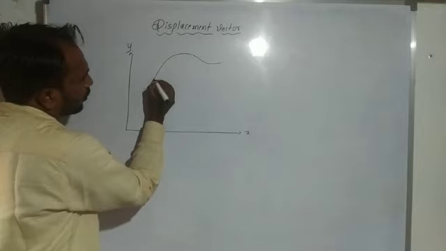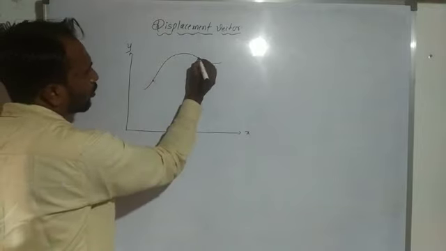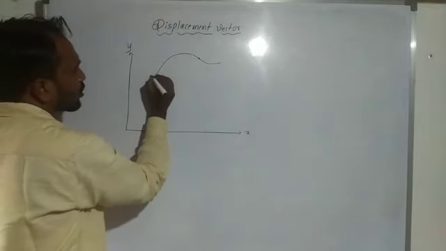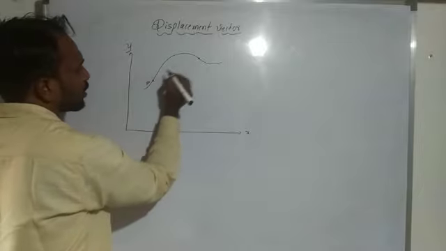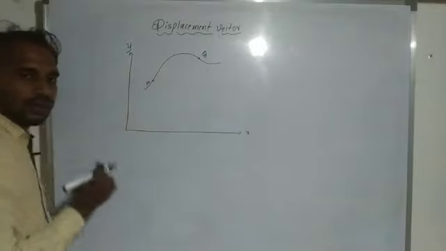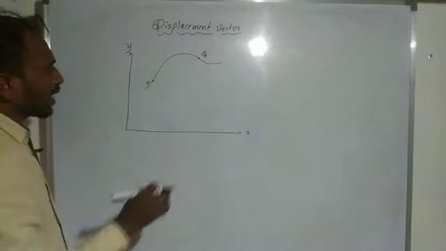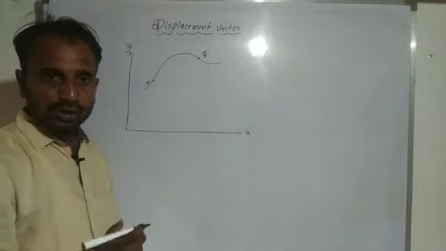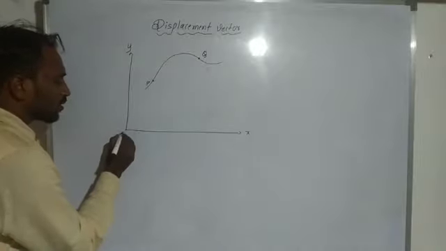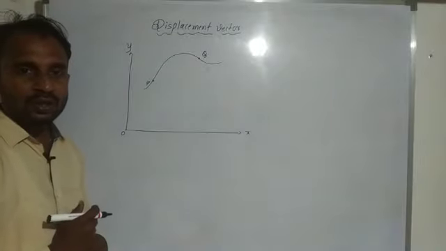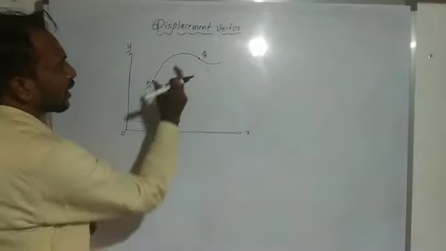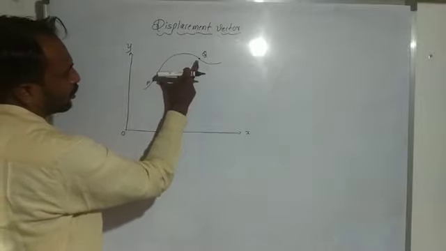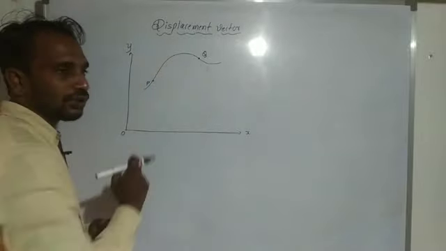Okay, so here are two positions of a particle. This position we call P and this position is Q. For example, this one is the initial position and this one is the final position. And this one is the origin. Here we want to calculate the displacement between P and Q.